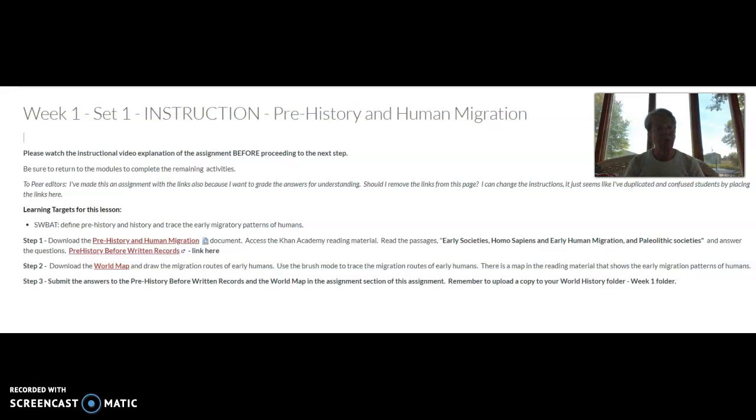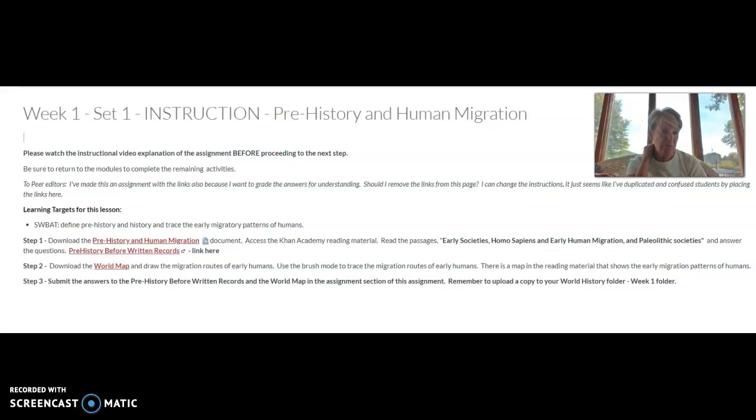The earliest humans were discovered in Africa, and the migratory patterns will move from Africa. So once you get into the Middle East, you'll see that the migratory patterns of humans will split, and one pattern will go east and one pattern will go west.